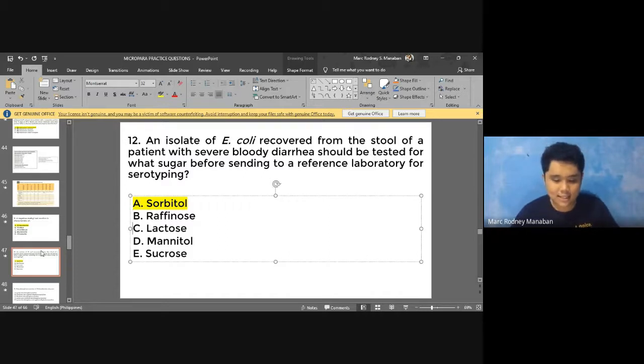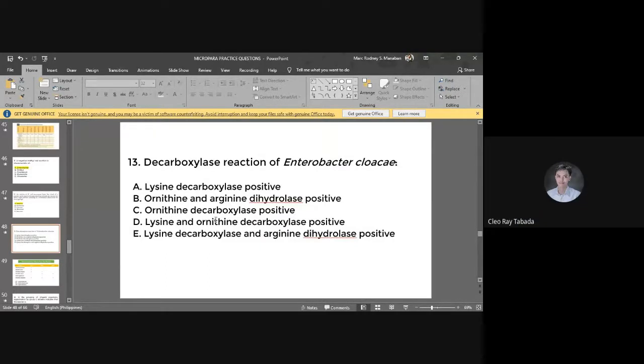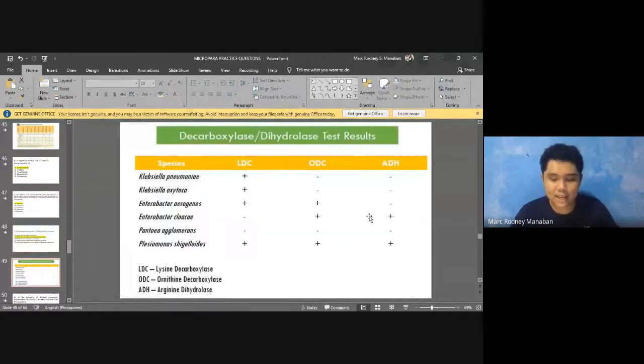Okay. Next, you have here the decarboxylase reaction of Enterobacter cloacae that we mentioned already, letter L, di ba? In letter L, it is negative. Therefore, if it is positive? Letter B, ornithine and arginine dihydrolase. Positive. Take note, Enterobacter cloacae, only letter L is negative, the rest are positive. In contrast, Enterobacter aerogenes, letter A is negative, but the rest are positive.